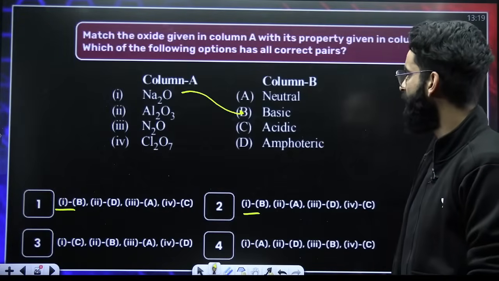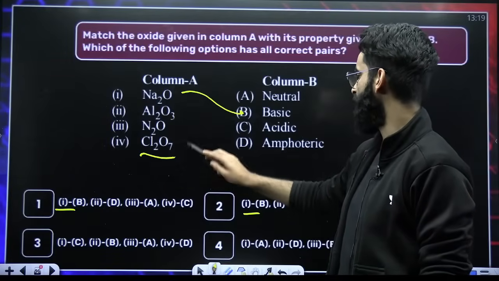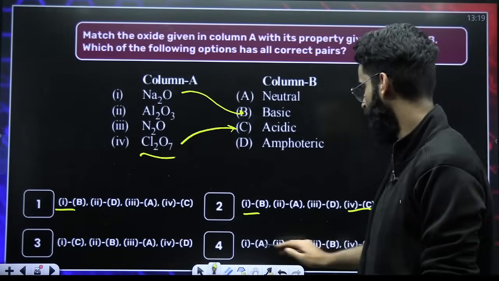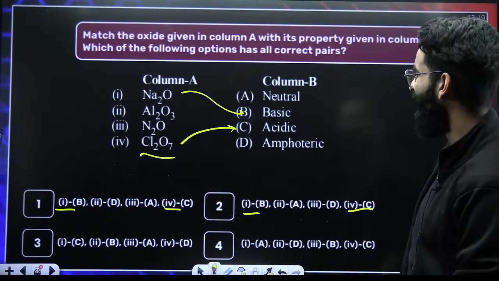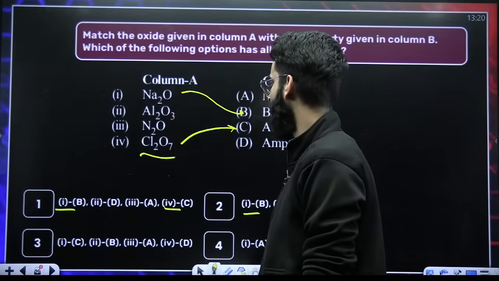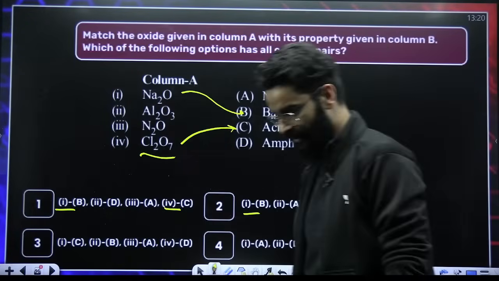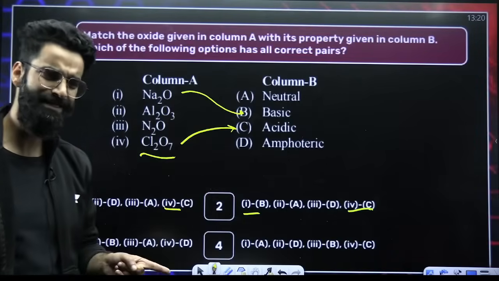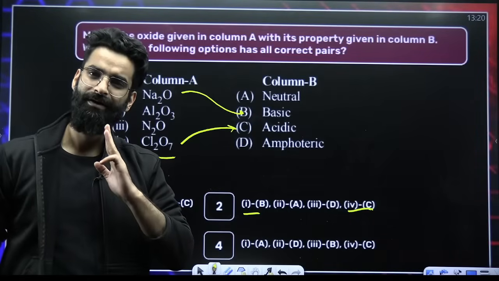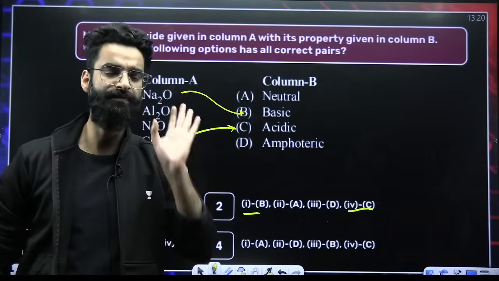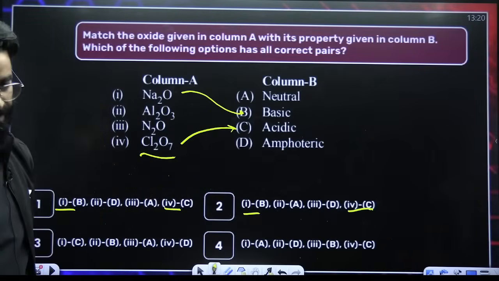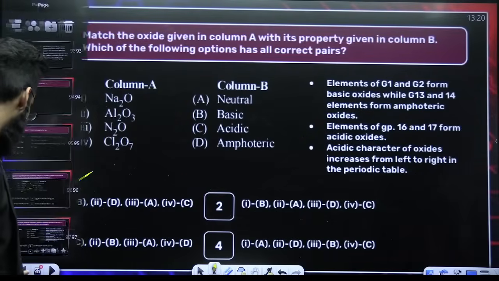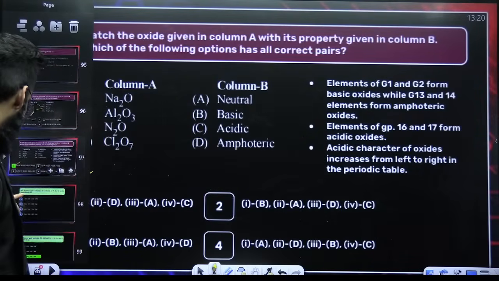Now Cl2O7, a non-metallic oxide, forms the acidic oxide. So 4 with C. Now 2 and 3. What do you think? I told you already, metals form basic oxides, non-metals form acidic oxides, metalloids form amphoteric oxides. So all of you are perfectly right. It's option A, which is the correct answer of this question, right? Perfect.